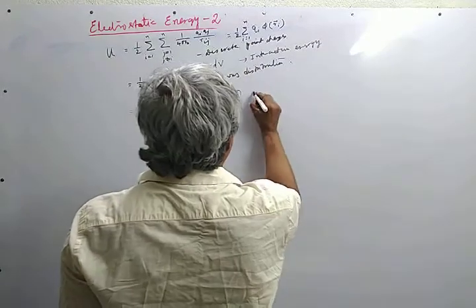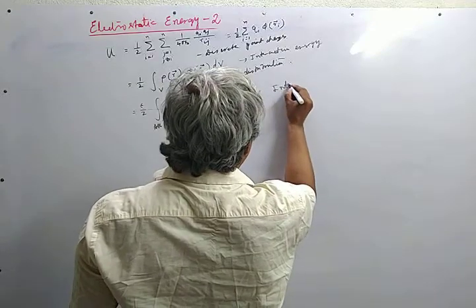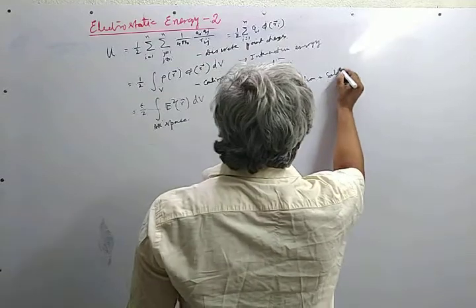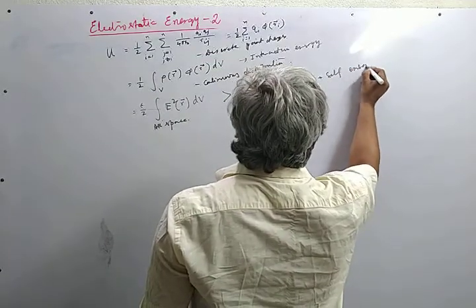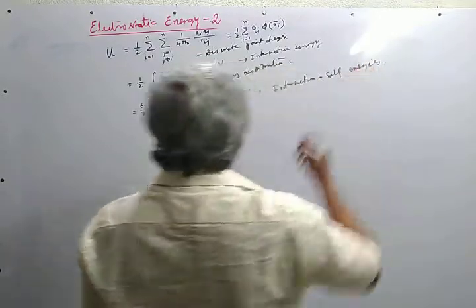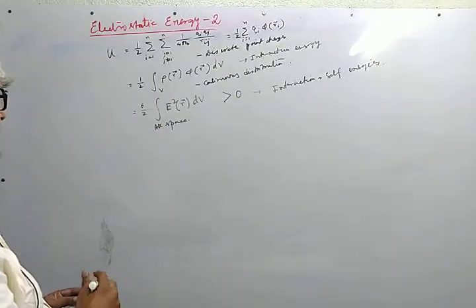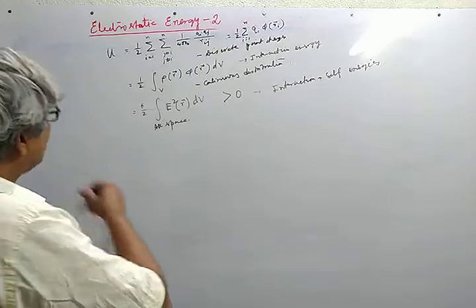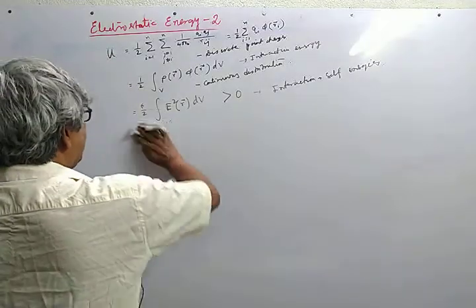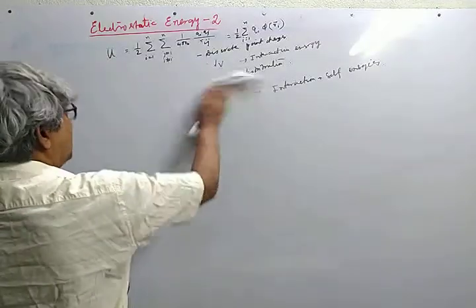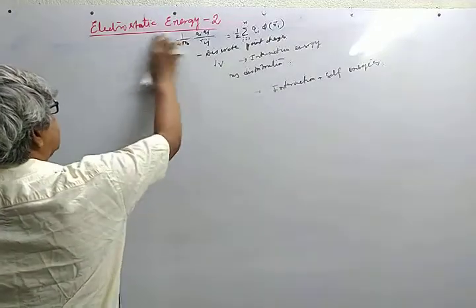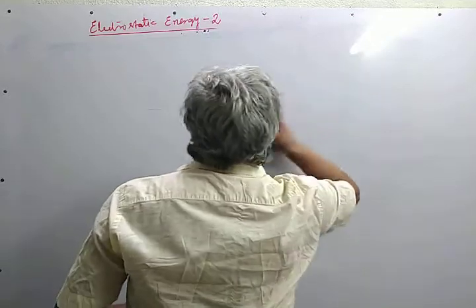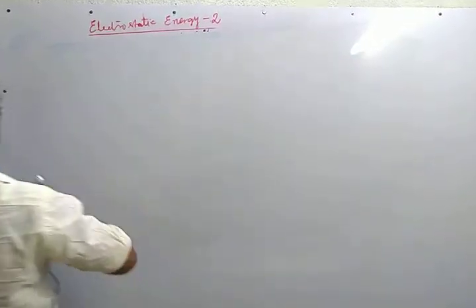This is said to have interaction plus self energy. I will prove it for a special case. Let us consider two charges, Q1 and Q2. They are placed at points R1 and R2, and we are to find out the field at R.